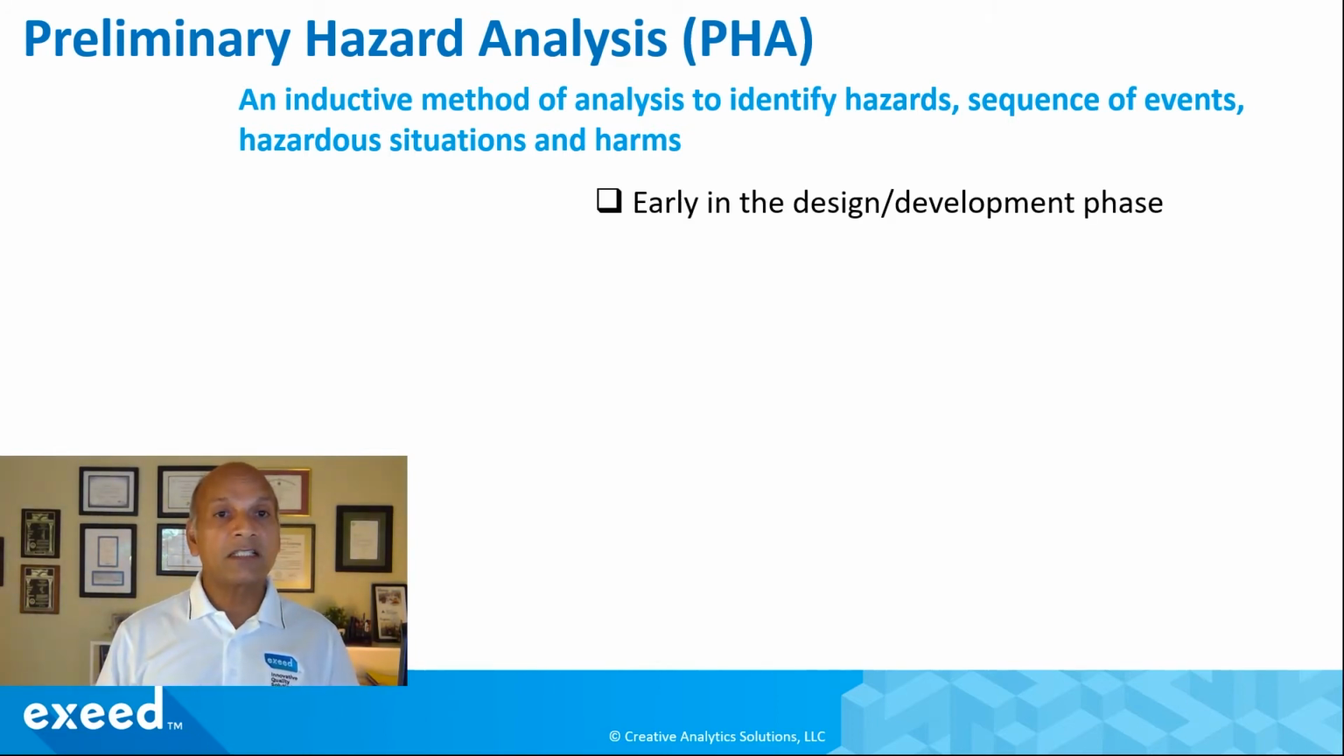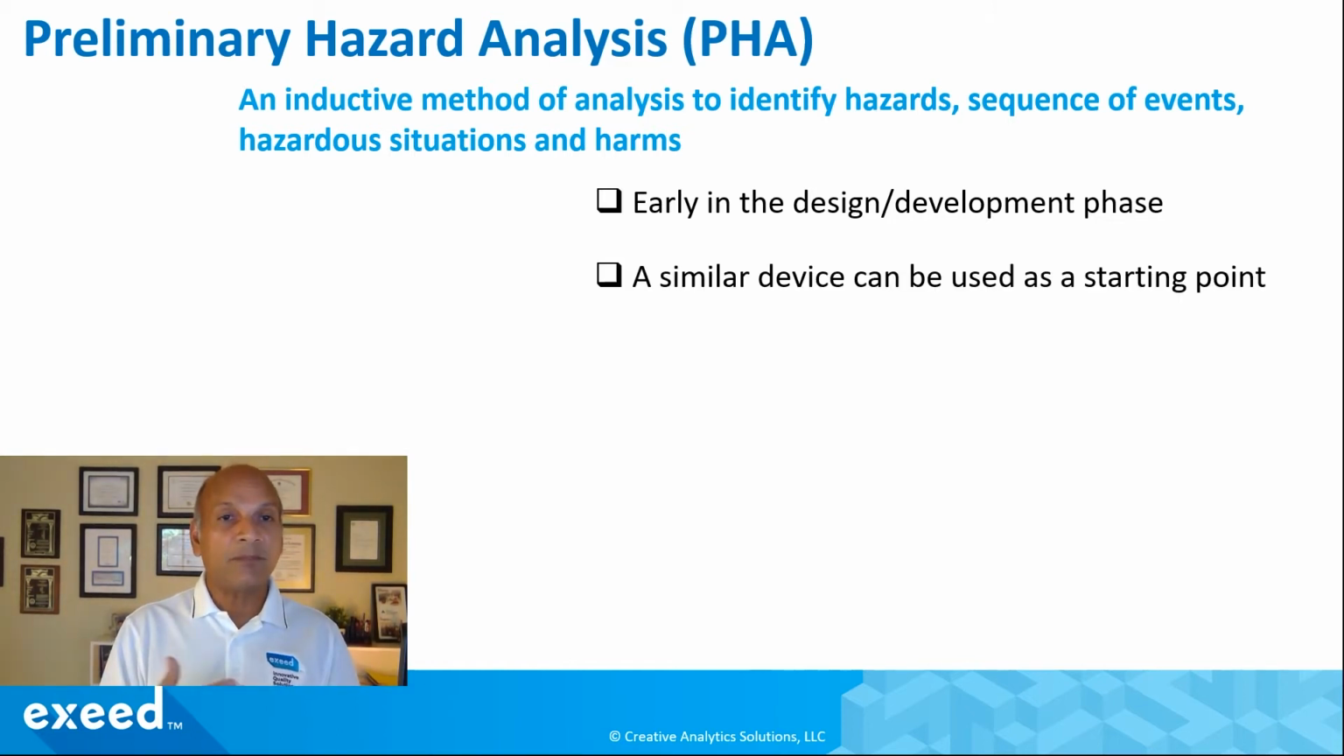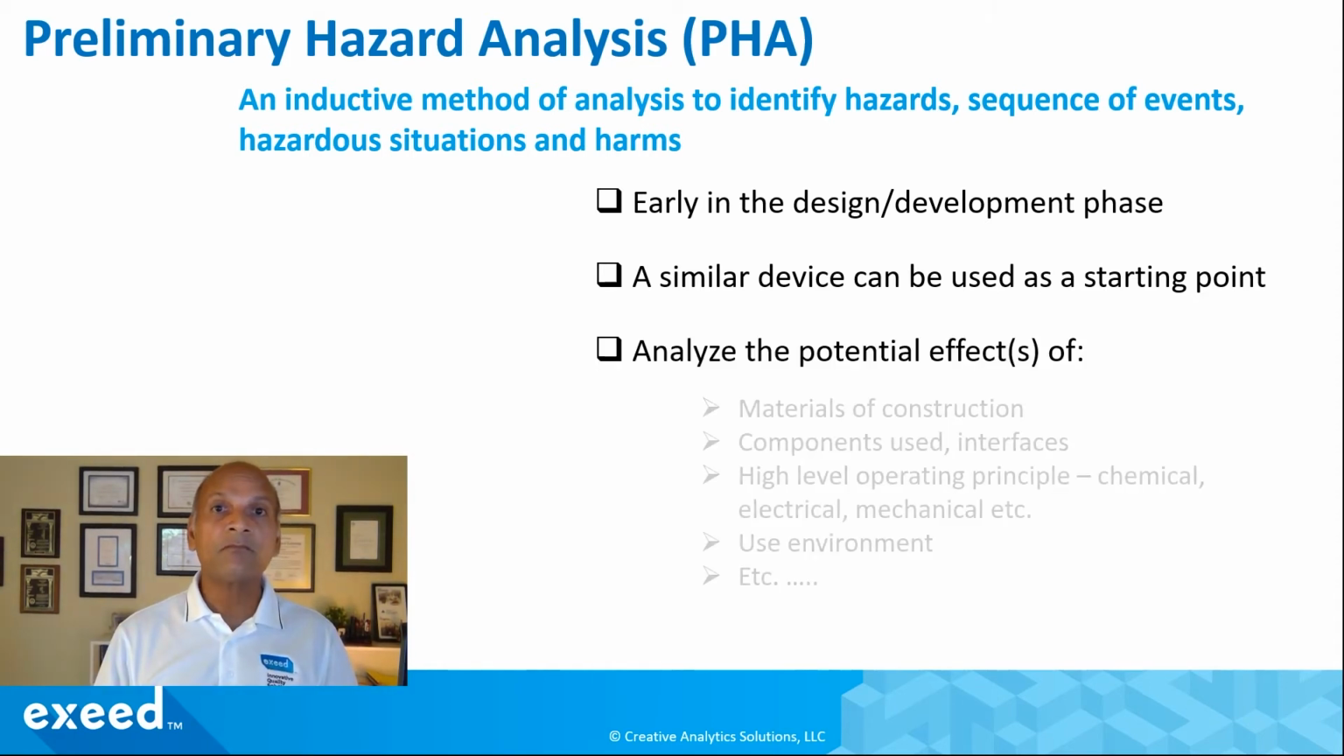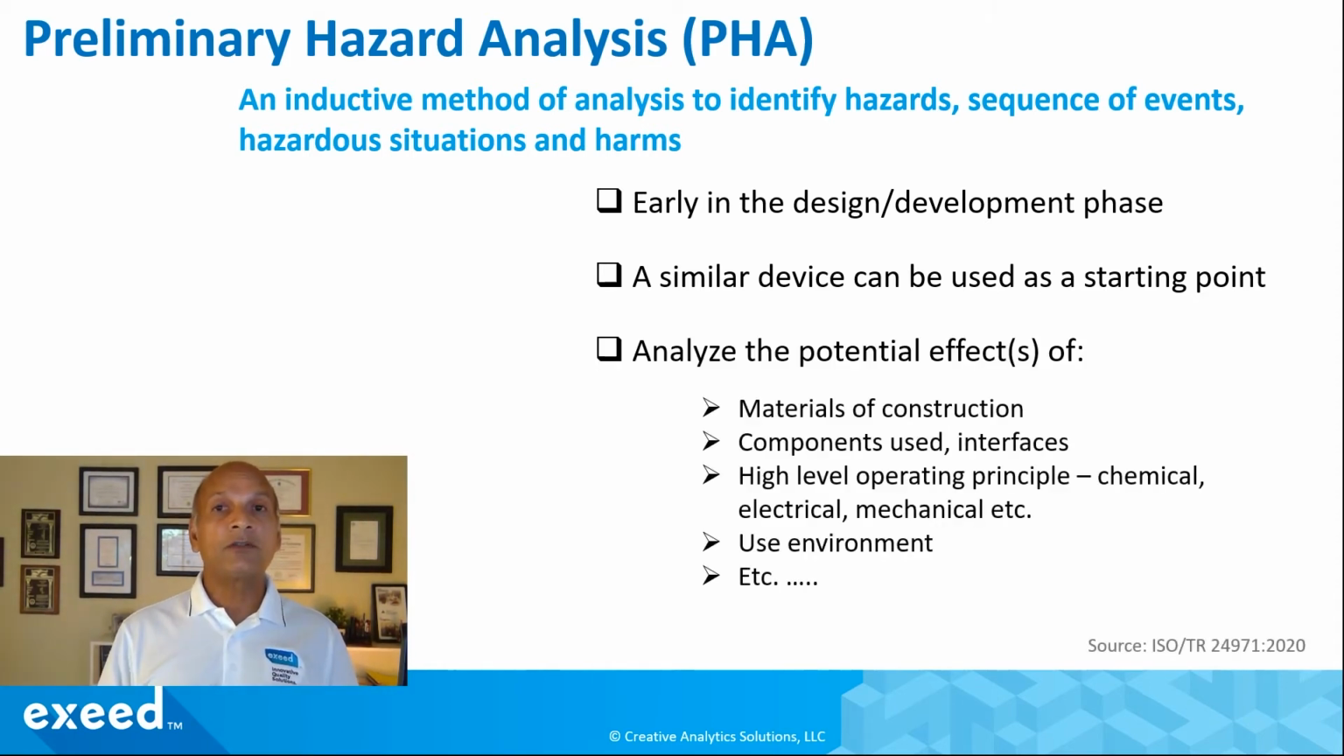So PHA is done early in the design development phase. You can start as a baseline a PHA of a similar device that you might have done in the past, because many of the things could be similar. You have to focus on the differences to outline some additional hazards and hazardous situations as appropriate. Okay, now what you're trying to do is analyzing the potential effects of different factors such as materials of construction, components used, the interfaces of those components.